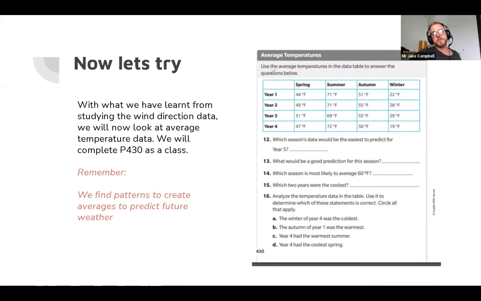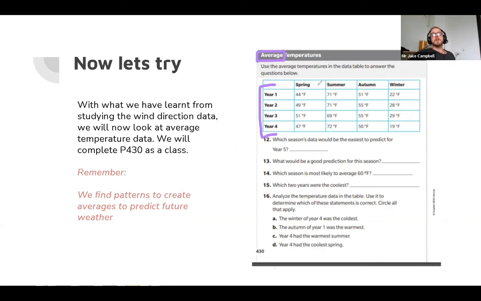Okay, first things first, use the average temperatures in the data table to answer the questions below. Before we do this, Zaling, here we have seasons, yeah? Spring, summer, autumn, winter. Now, here we have years. Are we looking for the climate or for the weather? Climate. Yeah, good. Why? How do you know that? Because climate is measured by years and weather is measured by day and month. Yeah, perfect. And averages. We use averages to find the climate.